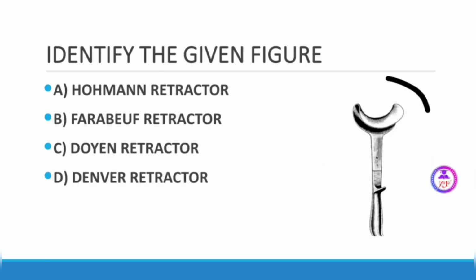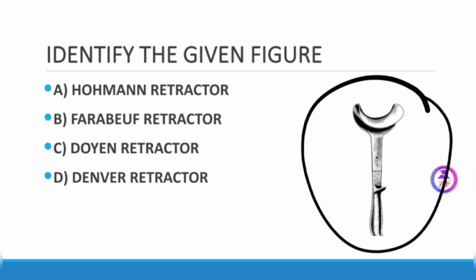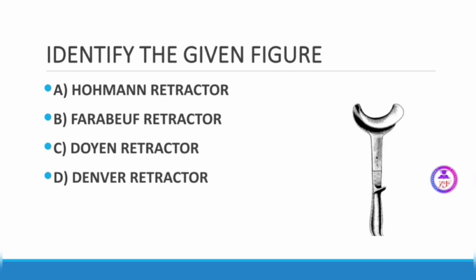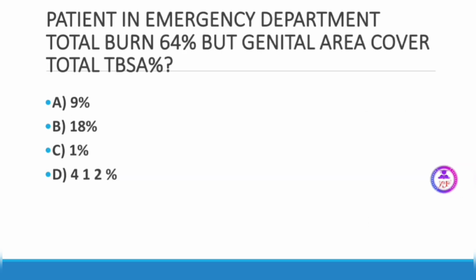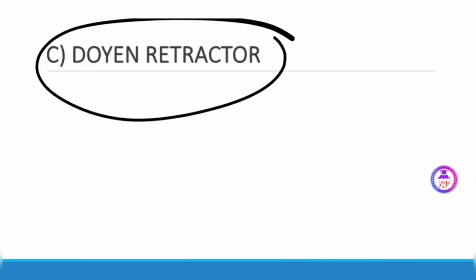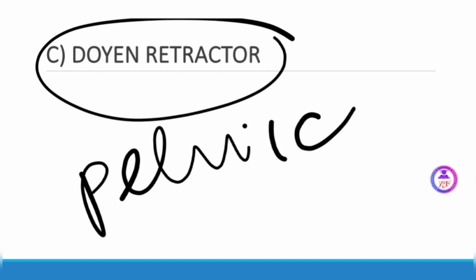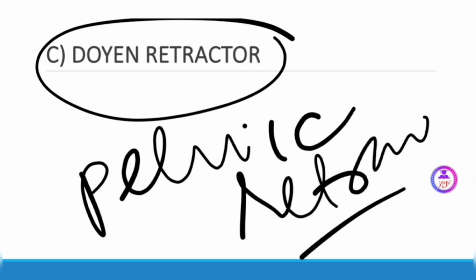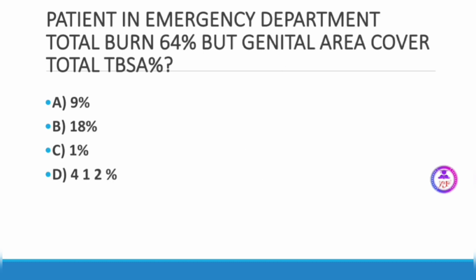Identify the figure given. This is a surgical instrument used in a specific surgery. What is the name of the surgical instrument we are supposed to identify? So let us see the option: Hoffman retractor, Paravoof retractor, Doyen's retractor, Denver retractor. See, the answer is Doyen's retractor. Actually, it is called as Doyen's pelvic retractor, used in cesarean section to retract the bladder and to visualize the lower segment of the uterus.